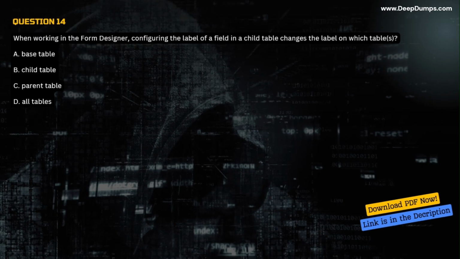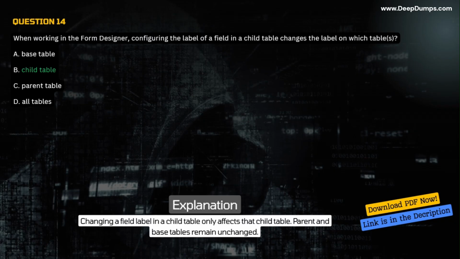Question 14. When working in the Form Designer, configuring the label of a field in a child table changes the label on which tables? A. Base table. B. Child table. C. Parent table. D. All tables. Correct answer B. Child table. Explanation: Changing a field label in a child table only affects that child table. Parent and base tables remain unchanged.